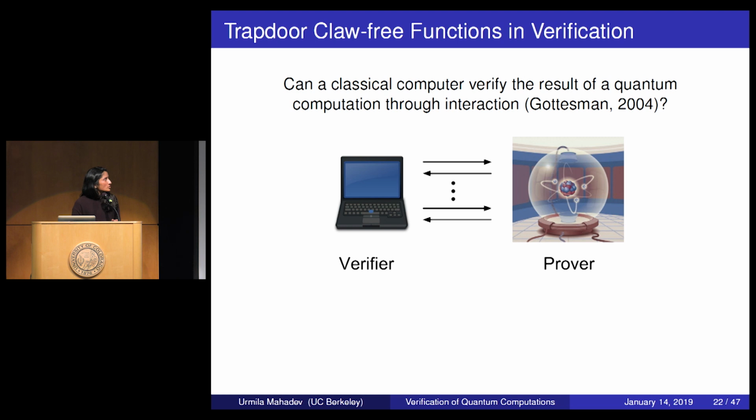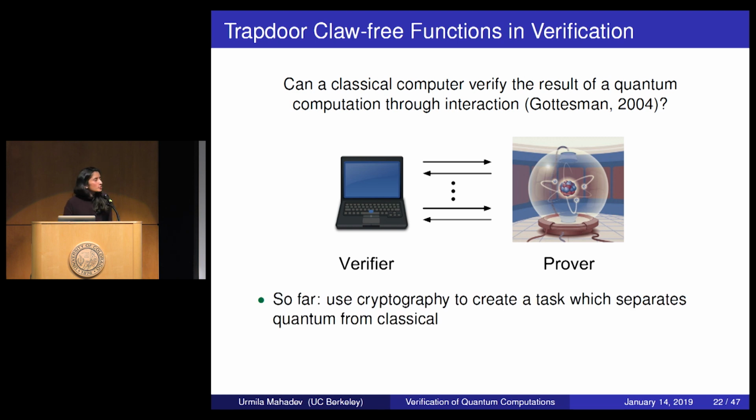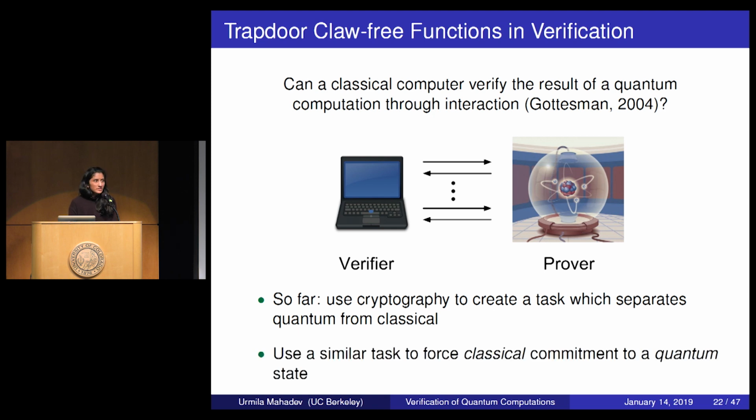Now, so far what I've done is I've used cryptography to create a task which separates quantum machines from classical machines. Now I'm going to use a very similar task to force classical commitments to quantum states. So the first thing I'm going to do is tell you what it means to classically commit to quantum states. And then I'll tell you why this primitive is strong enough to directly give classical verification of quantum computations. So what does it mean to classically commit?